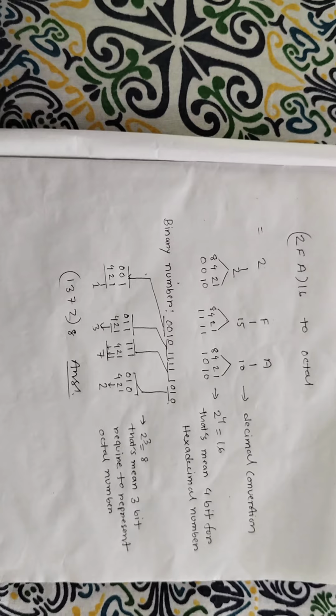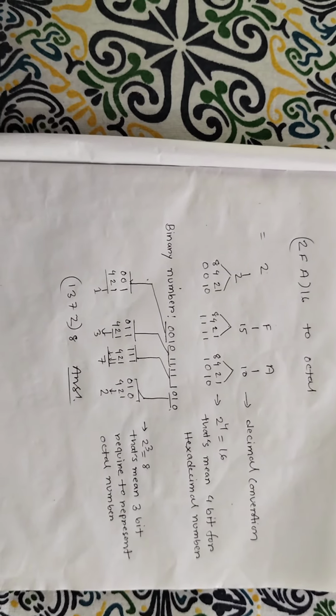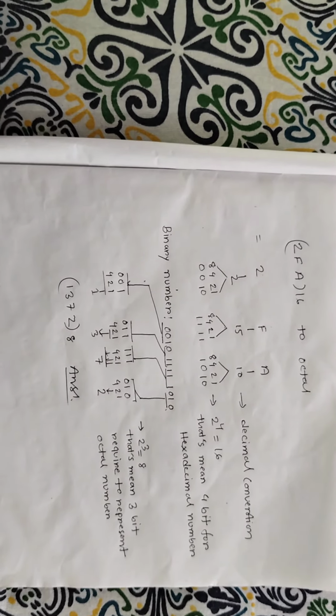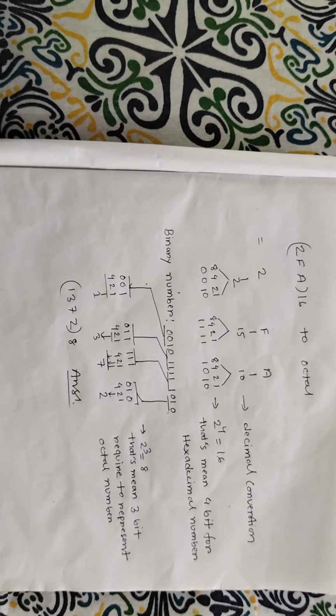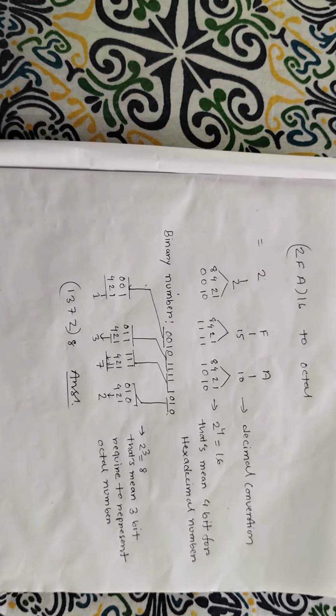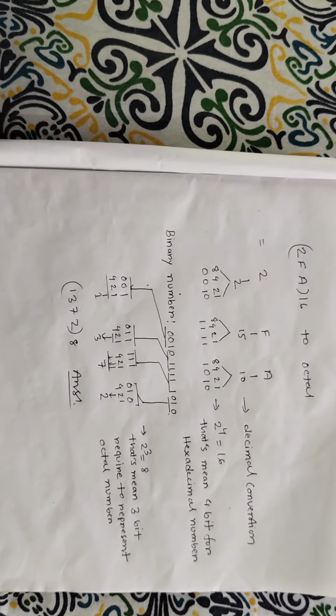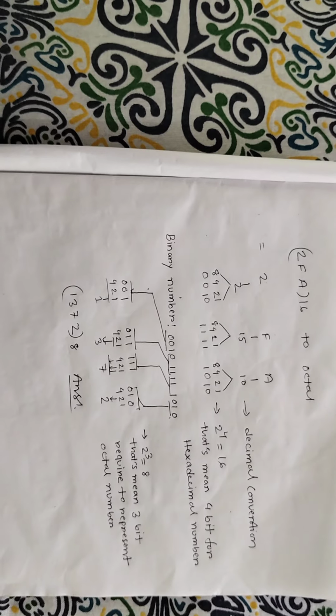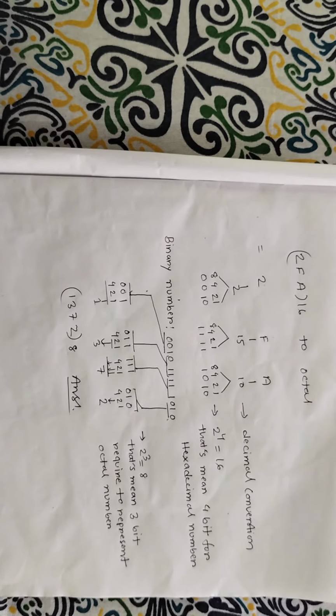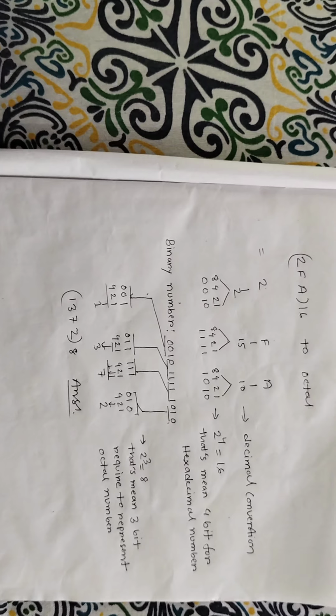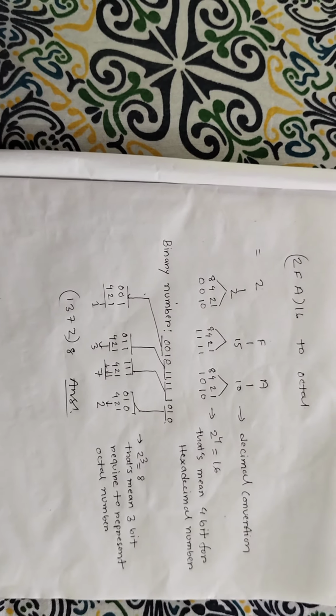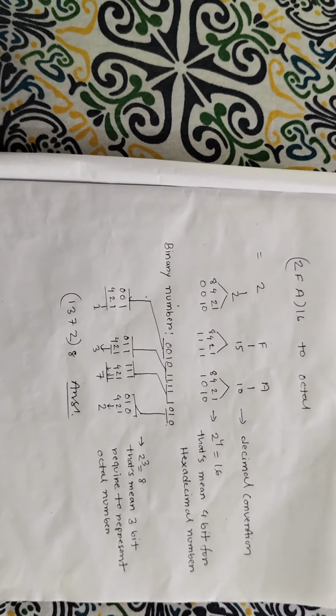we require 3 bits to represent an octal number. So we have combined 3 bits from right to left for each octal digit, and finally we find 1372 as an octal number from the hexadecimal number.